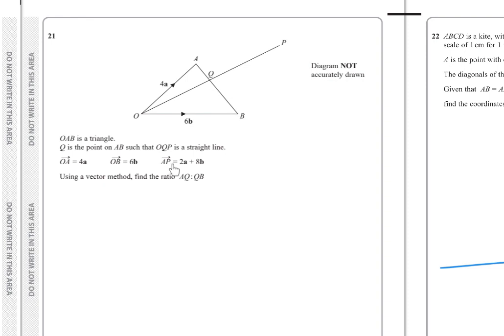So we need to draw AB. AB equals 2a plus 8b. So this vector AB equals 2a plus 8b.